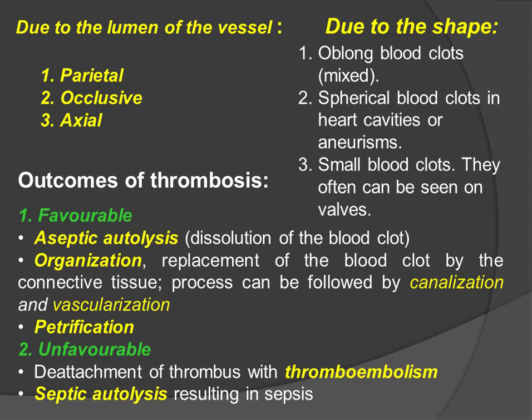There are favorable and unfavorable outcomes of thrombosis. Favorable outcomes: aseptic autolysis is an ideal favorable outcome leading to the complete destruction of the blood clot due to the activation of the fibrinolytic system. Organization of the thrombus: the thrombus is replaced by connective tissue which grows from the intima. The process of organization may be accompanied by recanalization and vascularization.